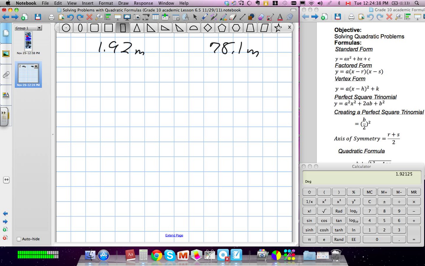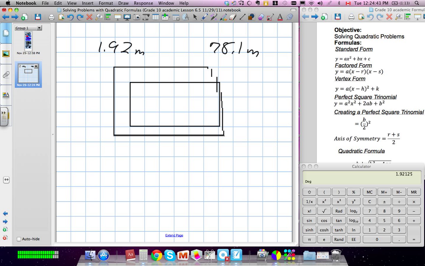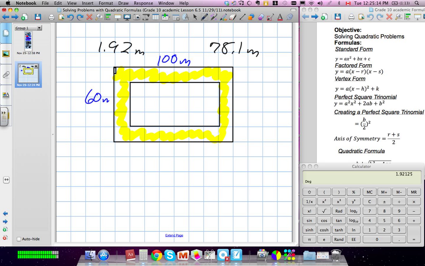We had a rectangular pathway built around a park. Okay. So we need to figure out if the path width should be 1.92 meters or 78.1 meters. So remember, our original dimensions were 100 meters and 60 meters. I want you guys to make sense of it. If we reduce the width by 78.1 meters on each side, are we going to have a positive number? We'll have a negative number. Is it possible to have a negative number in terms of the width of a park? No. So this is very illogical.